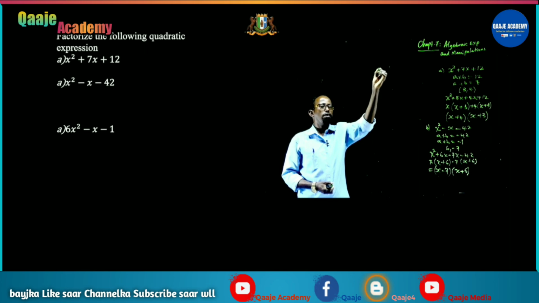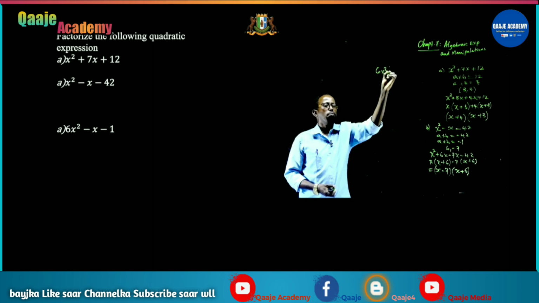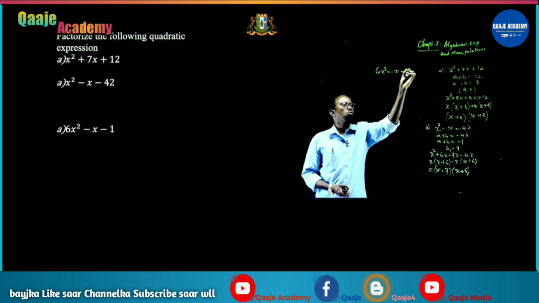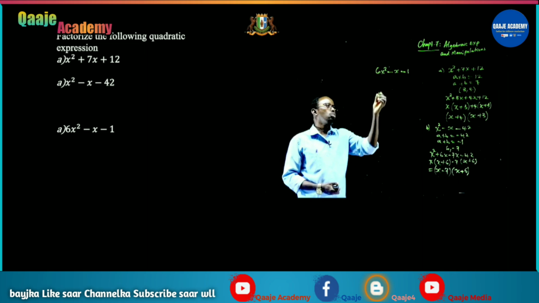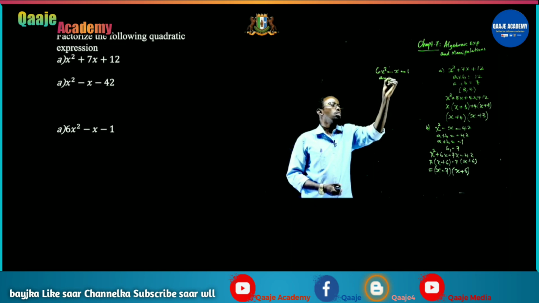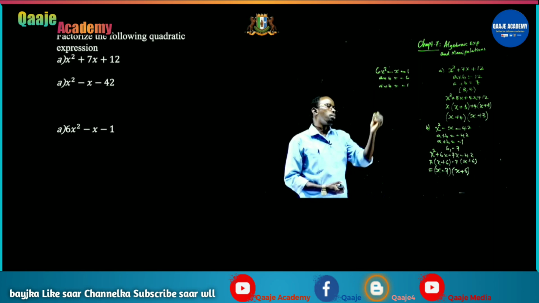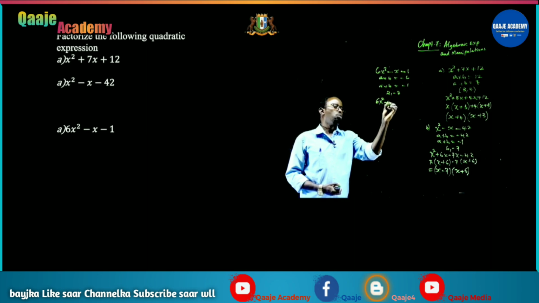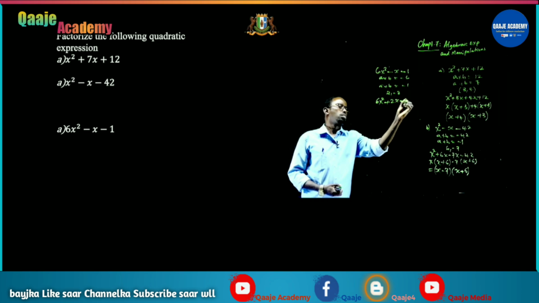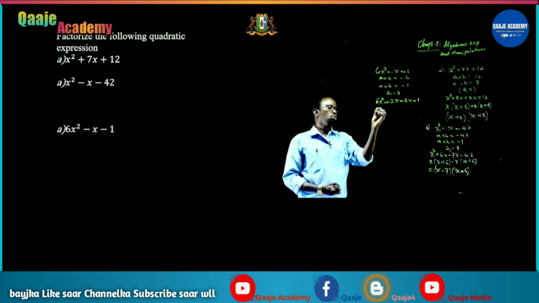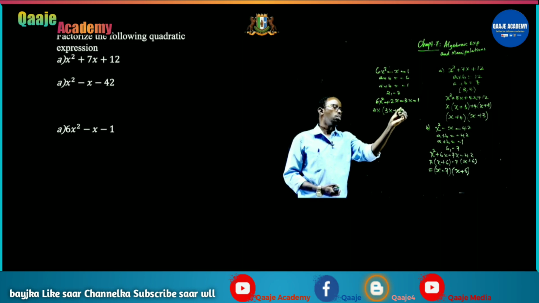The last one, we have 6x squared minus x minus 1 equal to 0. So the same way, you look for two numbers, you multiply, you get minus 6, you add them together, you get minus 1. So the numbers will be 2 and minus 3. So this will be equal to 6x squared plus 2x minus 3x minus 1. So 2x common factor, you remain with 3x, then plus 1.